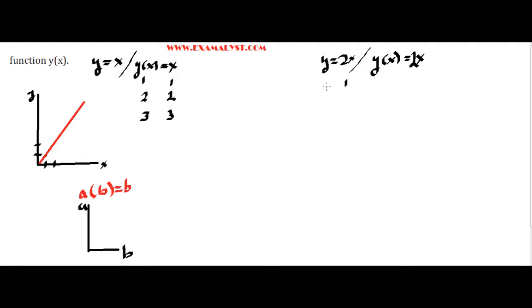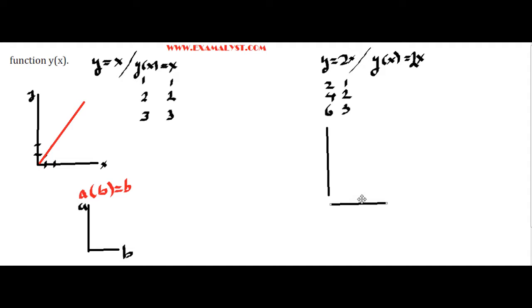And this time it is 2x. Now let's try to plot this graph. What the equation is saying is that when x is 1, the value of y is 2. When the value of x is 2, the value of y is 4. When the value of x is 3, the value of y is 6. So we can plot this graph.